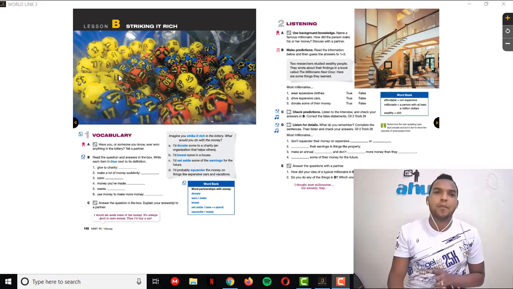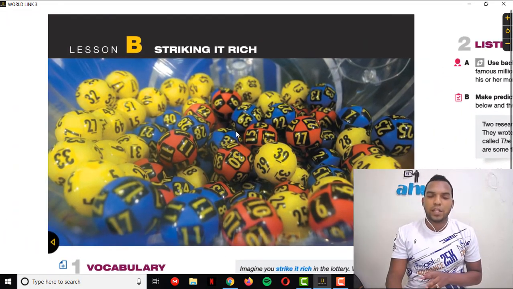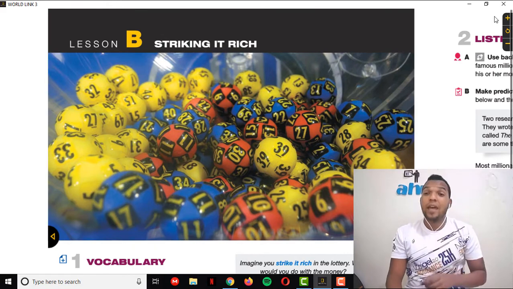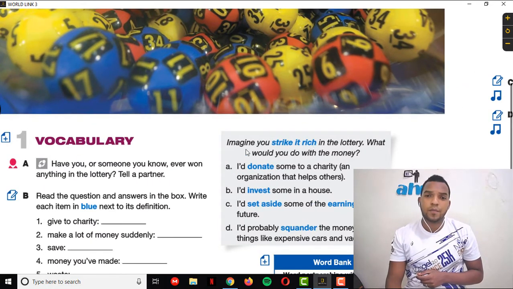So this is the portal of the lesson B. Look at this, striking it rich. The exposition that you have for this week is about this one, all right? It refers to this. Look at here.